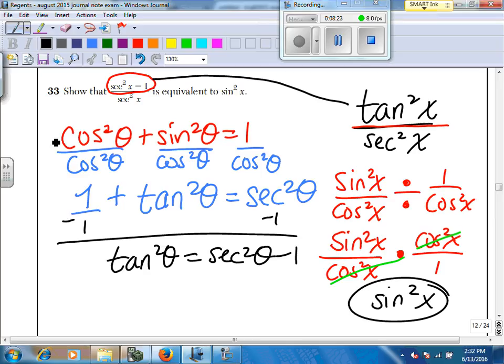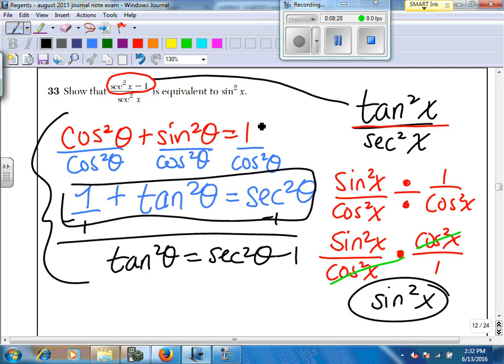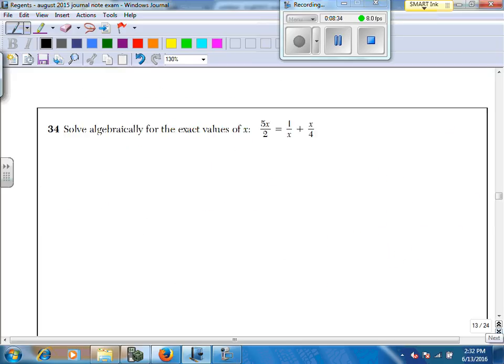So the tough part about that was remembering this Pythagorean identity, which you could always get from this one here, and being able to manipulate it. Let's go to 34. A summation. Nope, not a summation. Summation with 35. 34 is an algebraic equation.